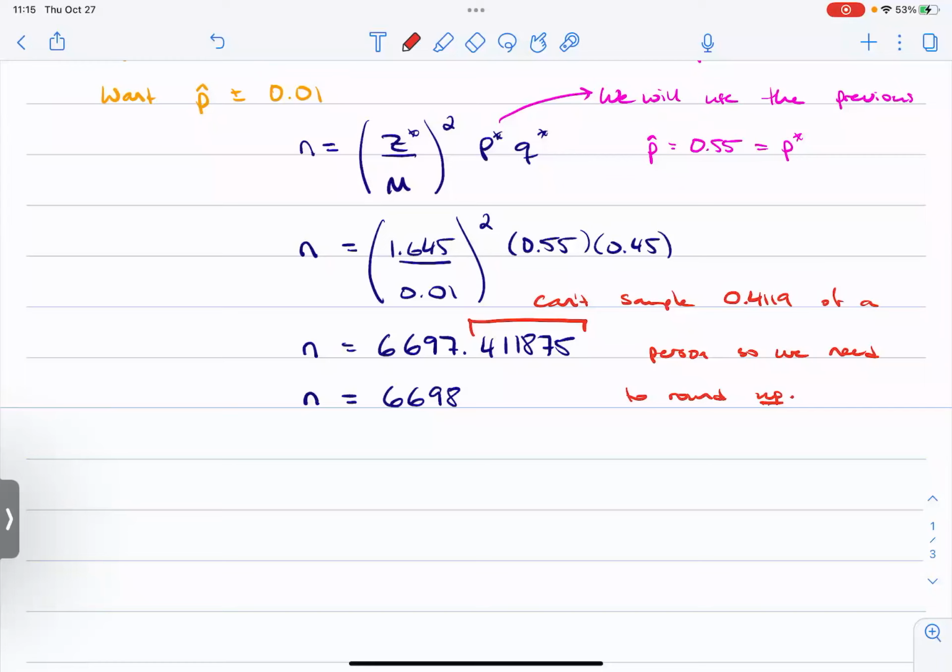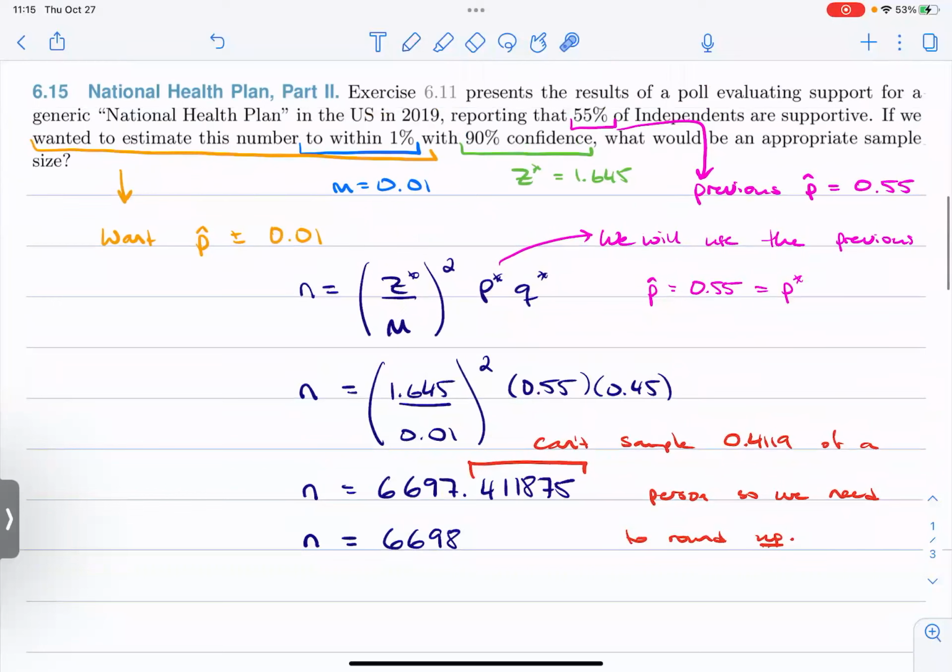So then, going back to this question here, if we wanted to estimate this number, the population proportion rather, to within 1% with 90% confidence, we would need a sample size of 6,698 people in our survey or in our poll. Just to illustrate the difference between the conservative estimate and using the previous sample, of course, 0.55 and 0.5, there's not a huge difference, right? But if I use 0.5, I know I'm going to get a larger sample size, but how much larger?